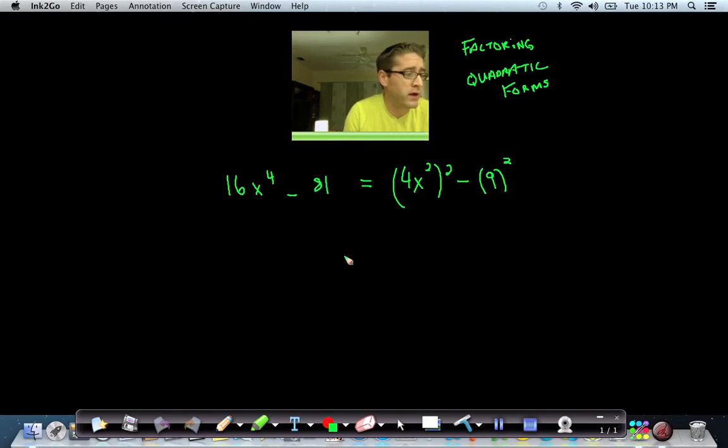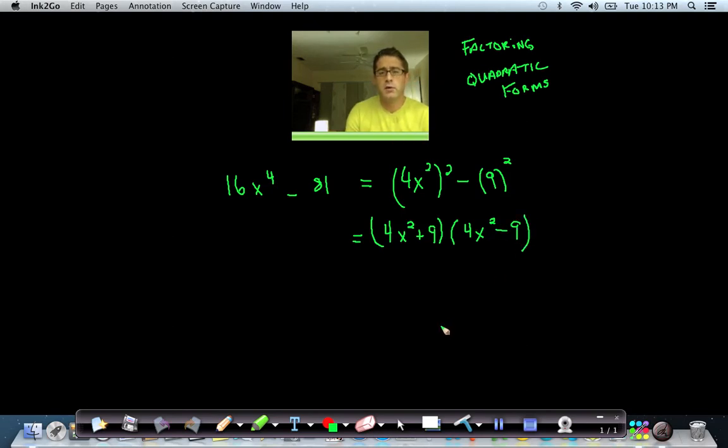So it would be 4x squared plus 9, just like we did with the patterns with factoring before. That's the first one, and then we have to do one that actually is subtracting it. So we'll say 4x squared minus 9. This is following the difference of two squares that we worked with factoring before. If you forgot how to do that, just look up difference of two squares, but it's following the same pattern.